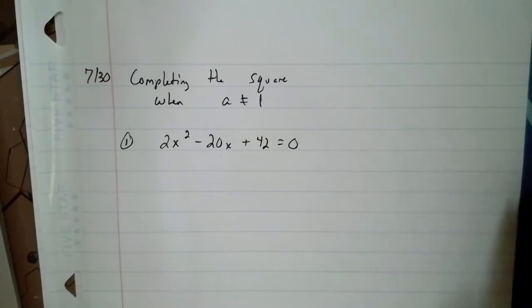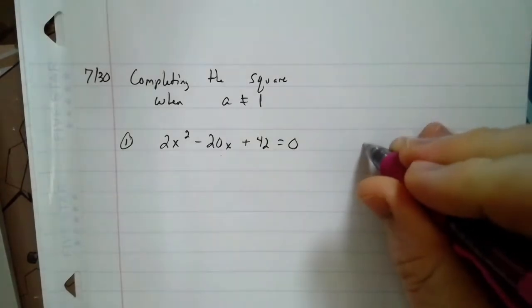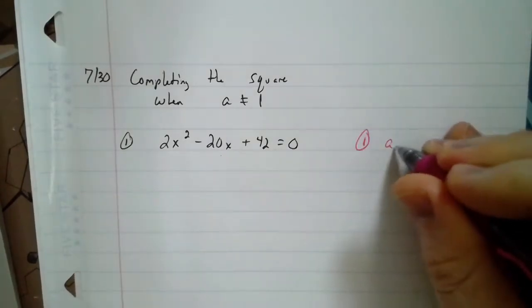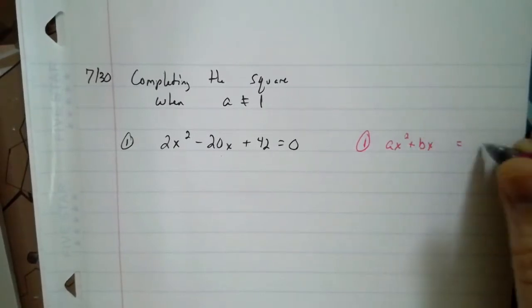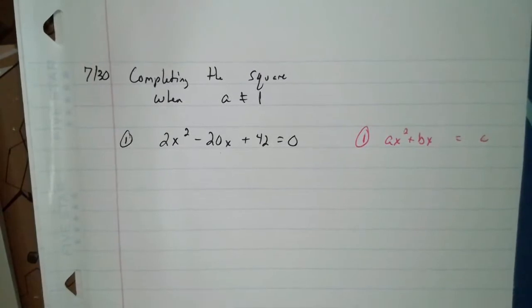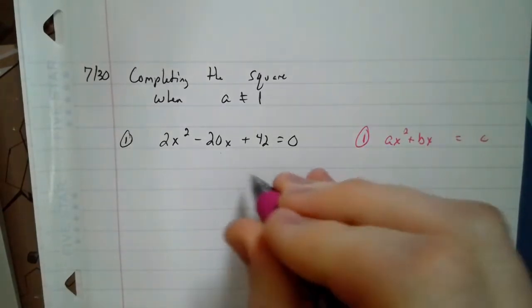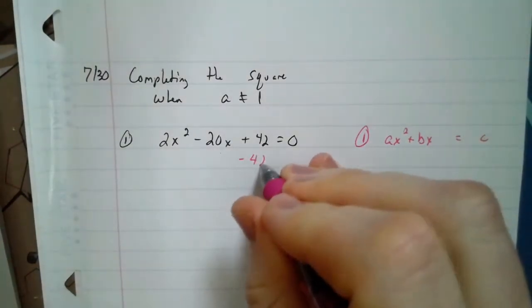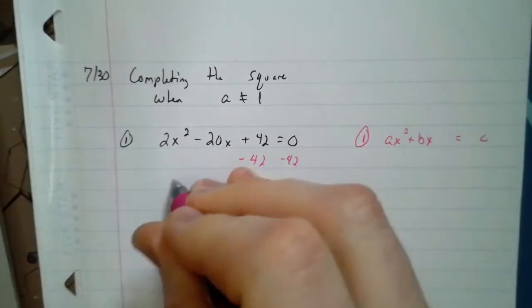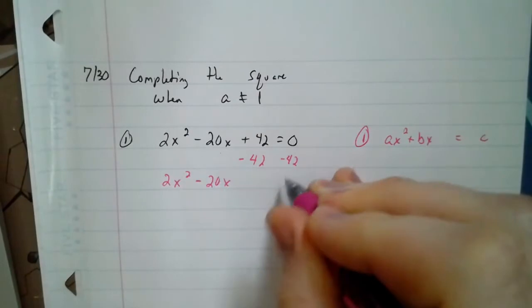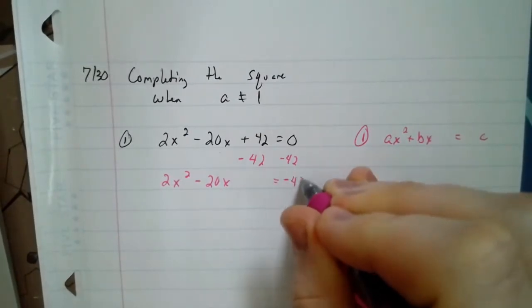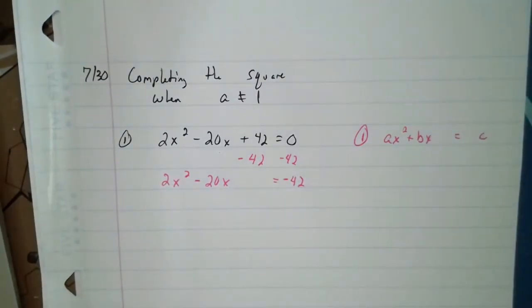So here, we're going to follow the same steps as before. So step 1, right, we want to get ax squared plus bx equals c. So that's going to be our first step. So the first thing I'm going to do here is subtract 42 from each side. I end up with 2x squared minus 20x equals negative 42, okay?